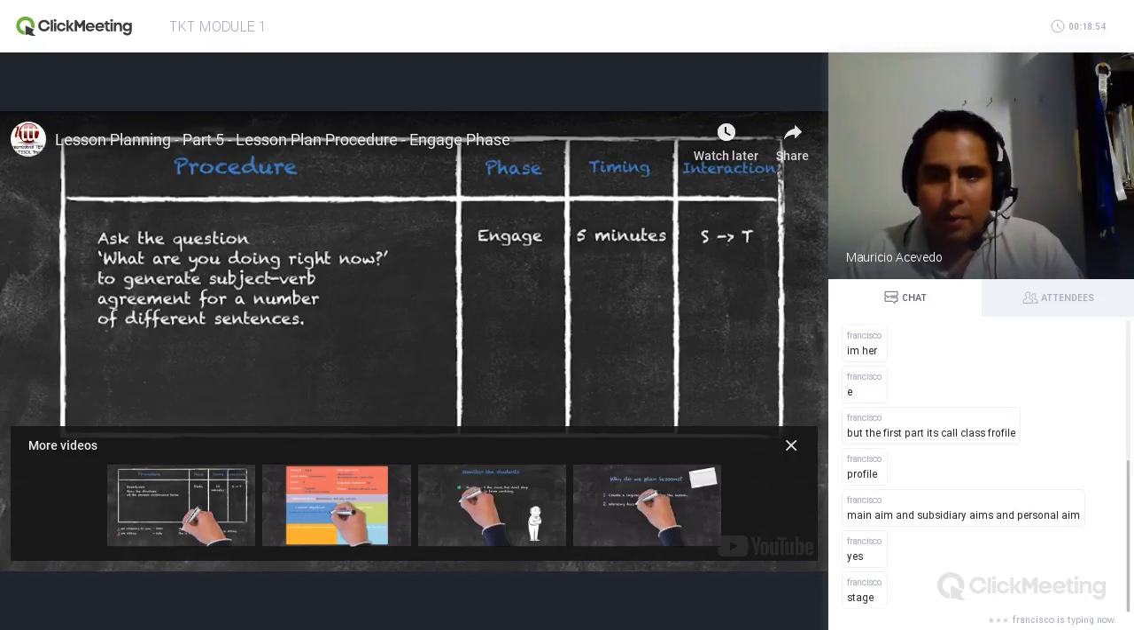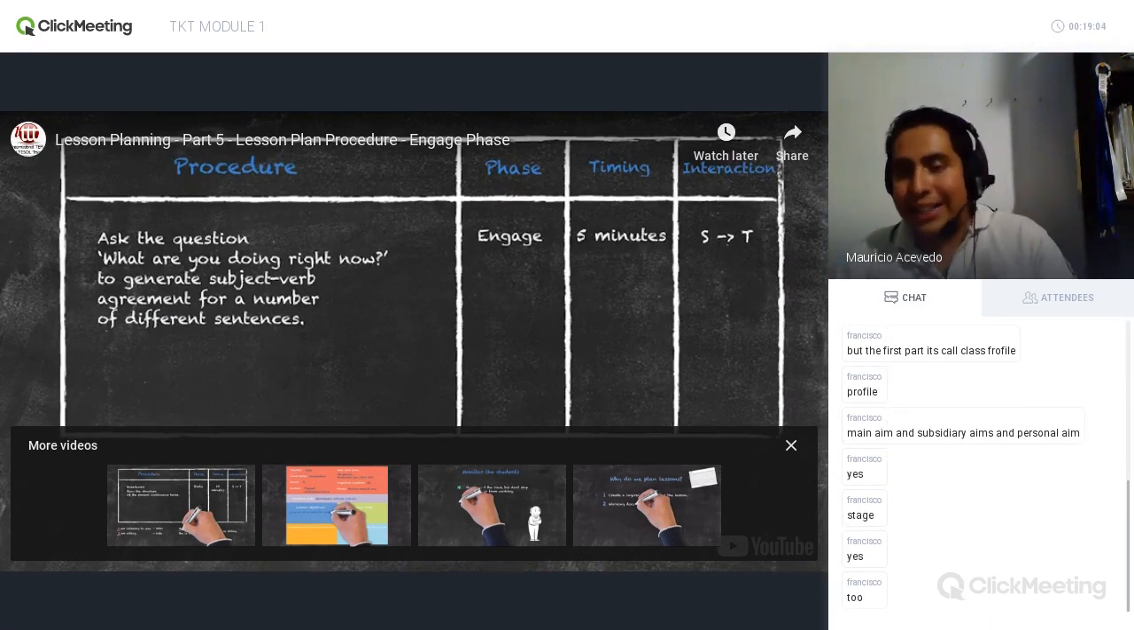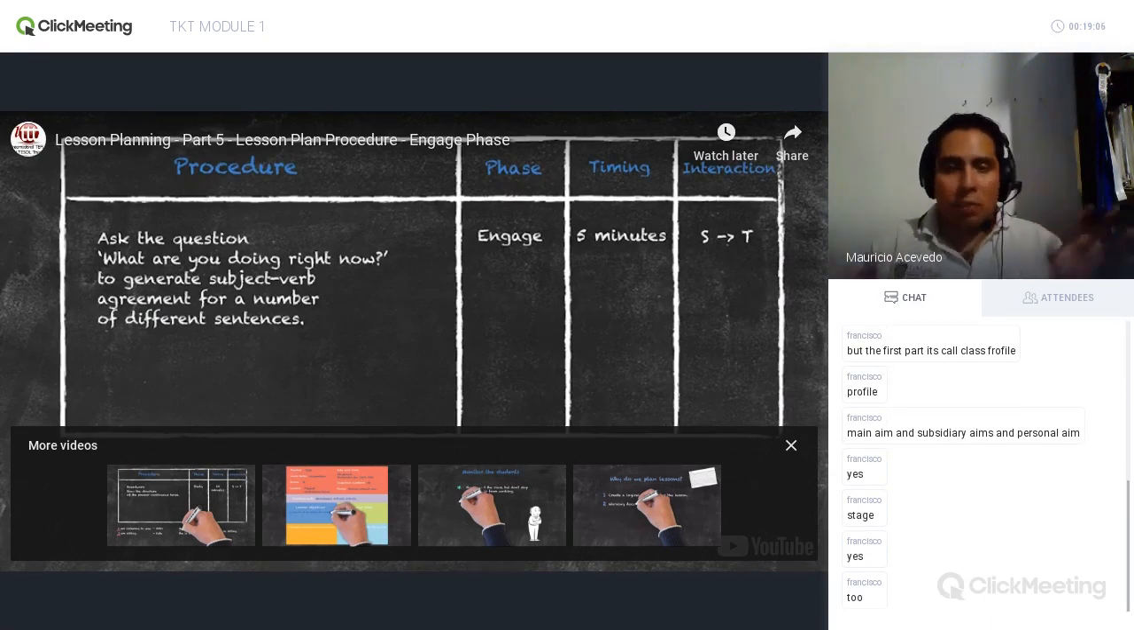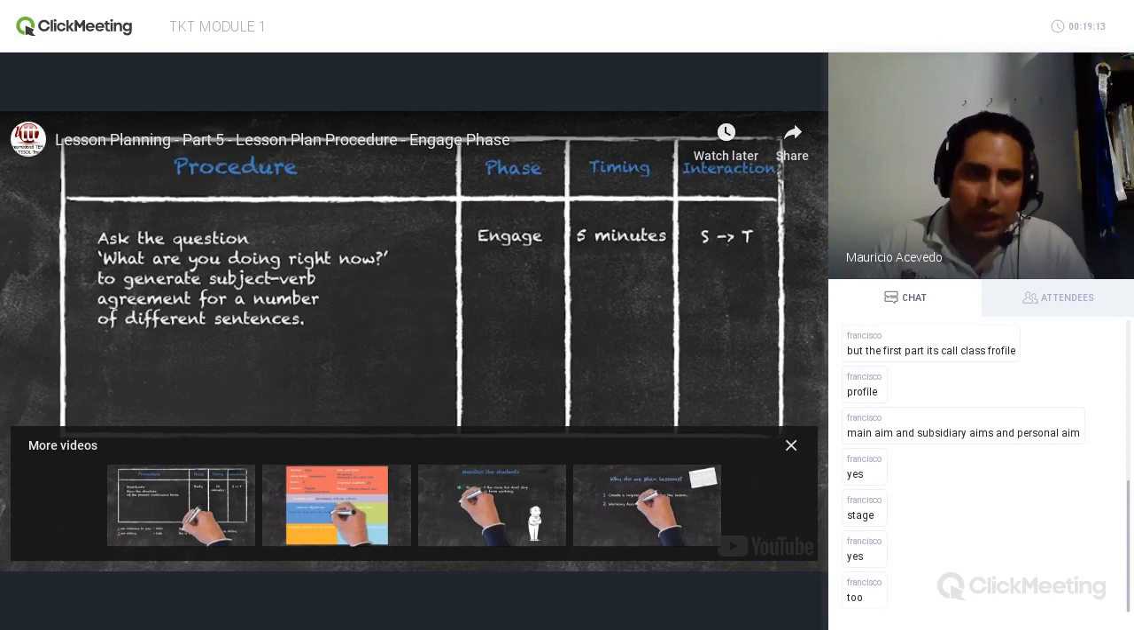Francisco, is it the same? Timing? Yes, right. And interaction. Do we also have interaction in TKT? Students to students, teachers to teachers, pair work. Yes, right. Just like sometimes it can be different, like pair work, group work. You can change. It's basically the same, but with different words.